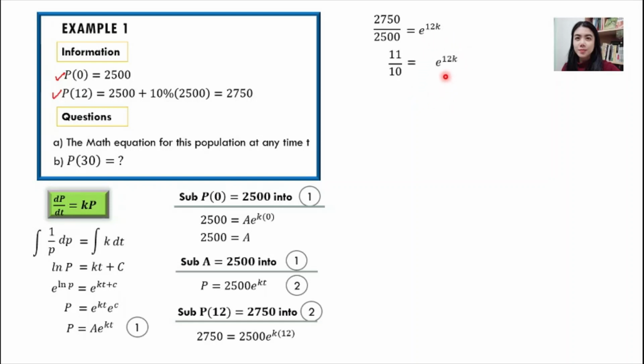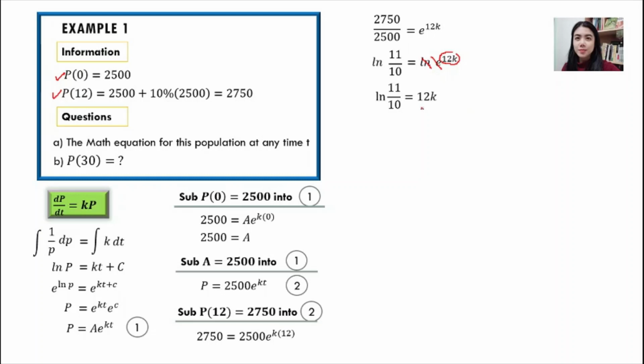Now we're going to deal with the exponent. I'm going to omit the exponent, and the way to omit the exponent is actually simple. You just have to add the ln to both sides. Let's focus on the right hand side. What happened? I have the ln and I have the exponent, so this simplifies, and this is actually equal to 12k for the right hand side.